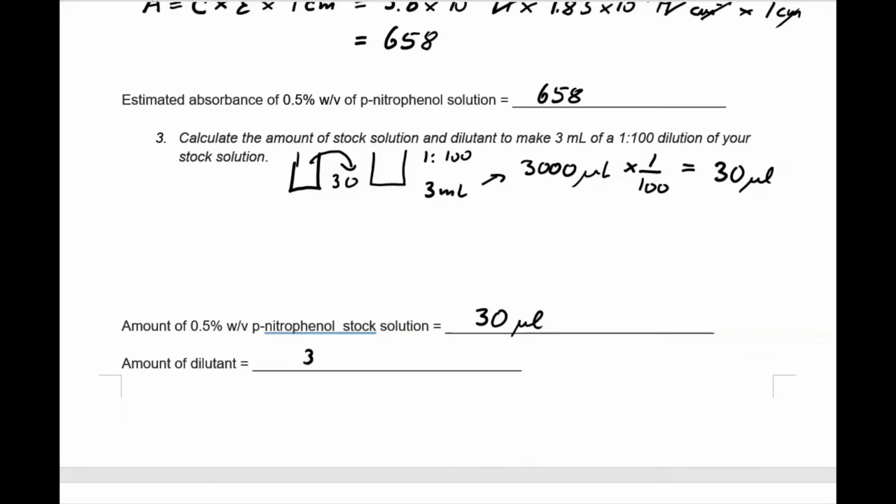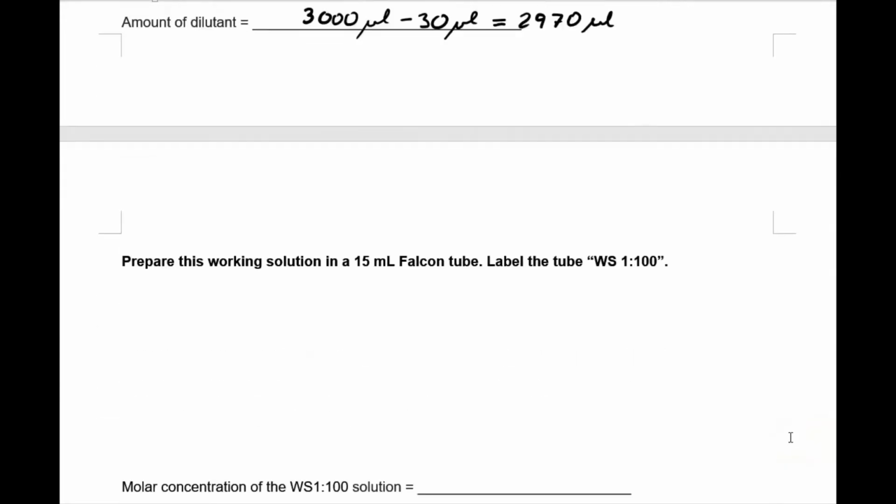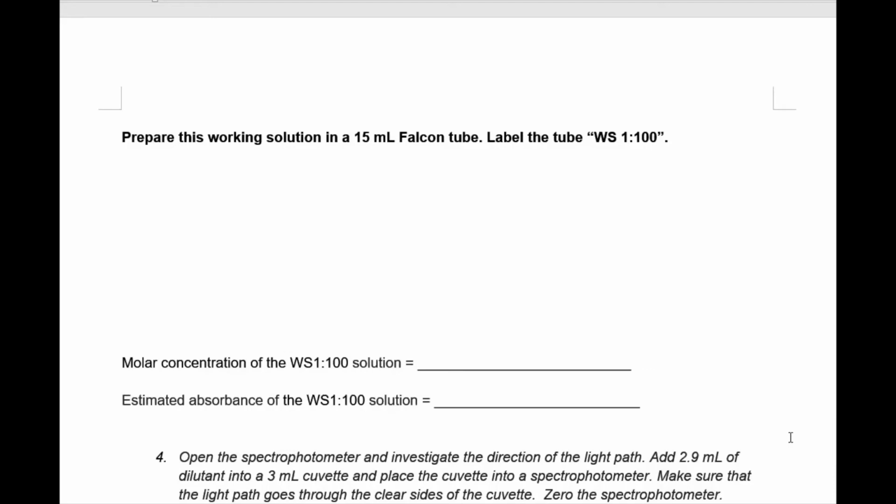So we just simply calculate 3000 microliter minus 30 microliter, and we get 2970 microliter that we would need to add diluent to this stock solution to make up these 3 milliliter. So we can now prepare this solution, and we get a 3 milliliter solution.